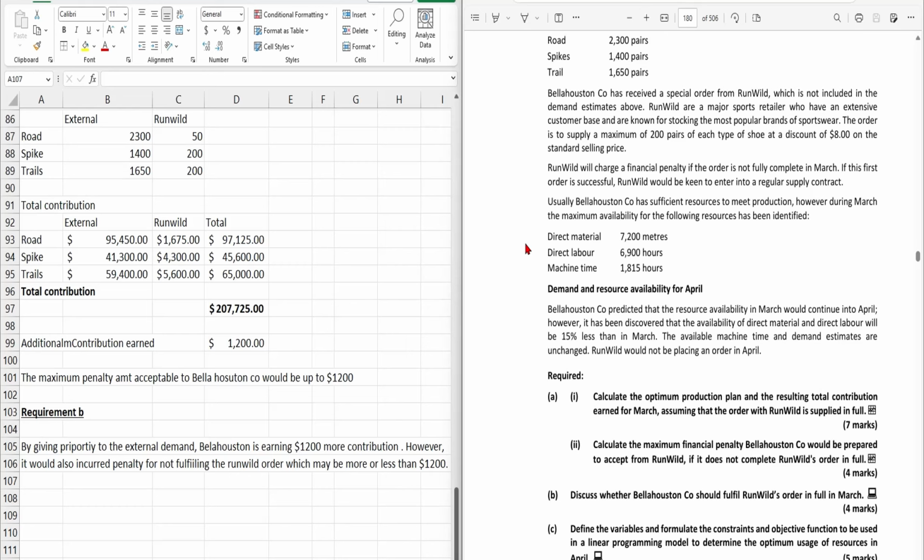Okay. And another thing they have told is that if this order is successful, the Run Wild company will have a regular supply contract. It means that BellaHouseton Co will have a fixed source of income from Run Wild if they fulfill their order, and Run Wild could be happy and may give references to others to buy the product from BellaHouseton, right?